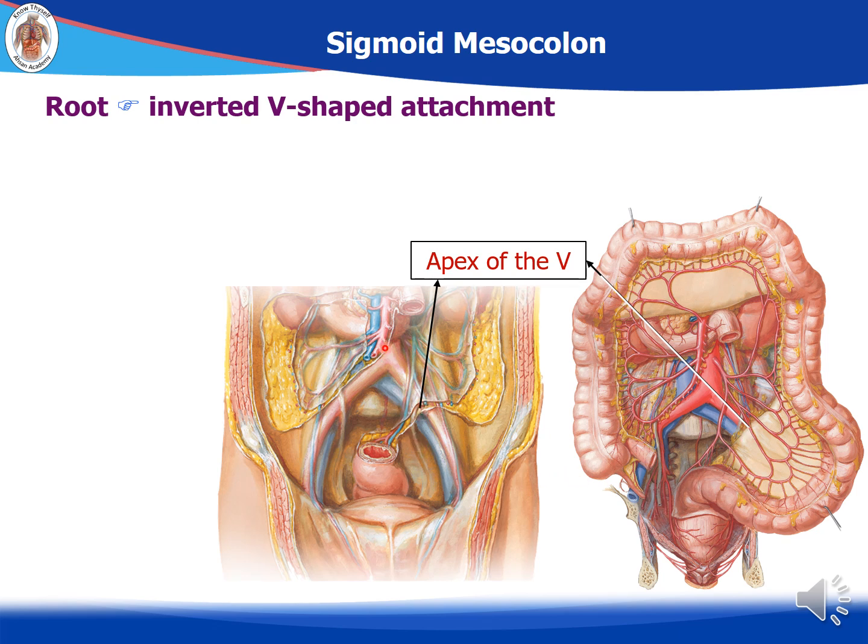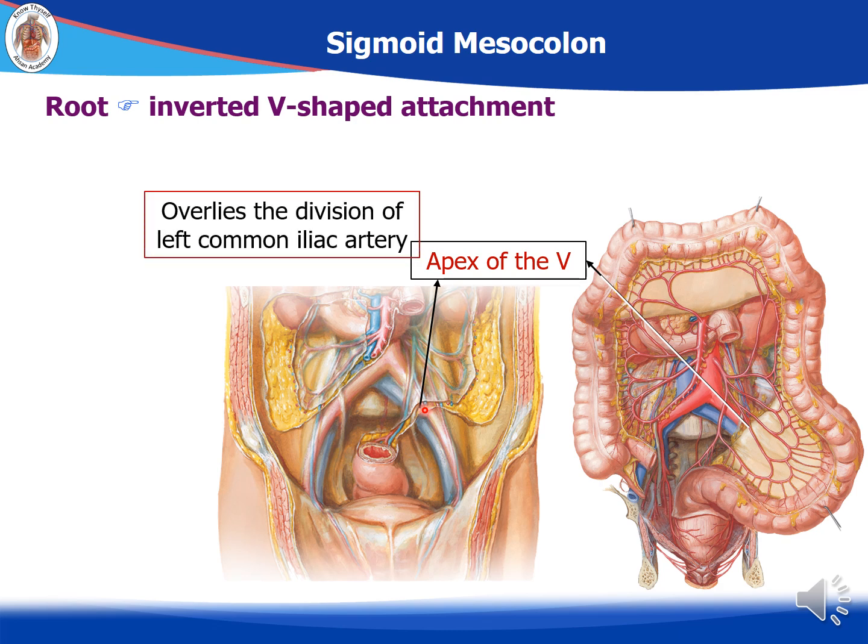This is the abdominal aorta, vena cava. This is the common iliac artery and vein. So the common iliac artery bifurcates into external and internal here at this point, and at the formation of the common iliac vein, the left common iliac vein is here. So just in front of that, the tip of the V is attached. The apex of the V overlies this division and formation of the vein and division of the artery.